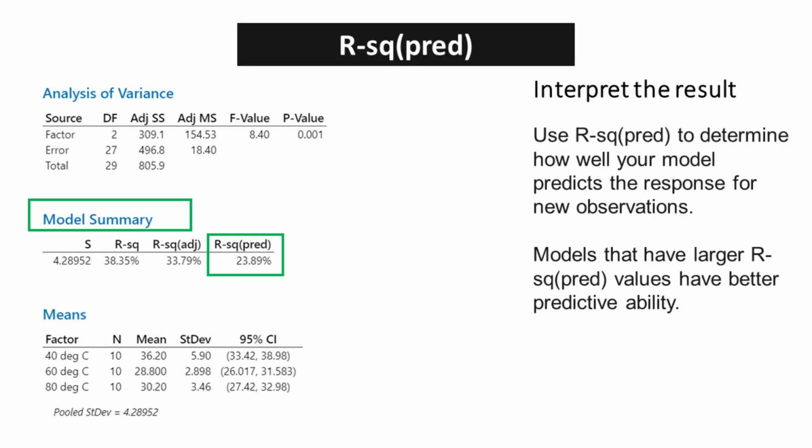Use R-squared, predicted, to determine how well your model predicts the response for new observations. Models that have larger R-squared, predicted, values have better predictive ability.